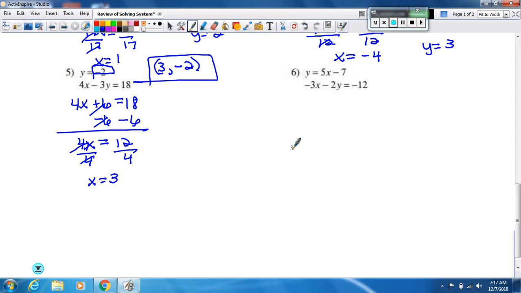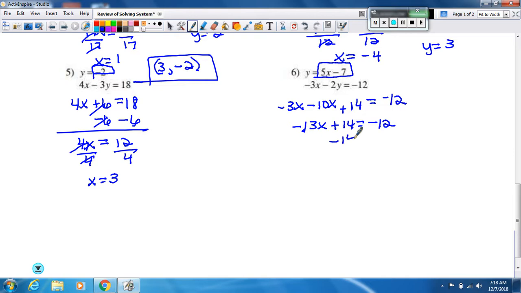This next one, number 6, they tell you the value of y is 5x minus 7. So I write down negative 3x. This says negative 2 times y, so I have to take everything in my box times negative 2. So negative 2 times 5x is a negative 10x, and negative 2 times negative 7 is a positive 14. Continue to write your equation, equals negative 12. So a negative 3x and a negative 10x is a negative 13x plus 14 equals negative 12.